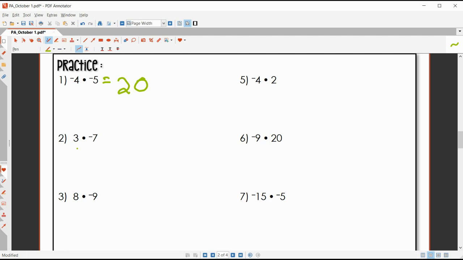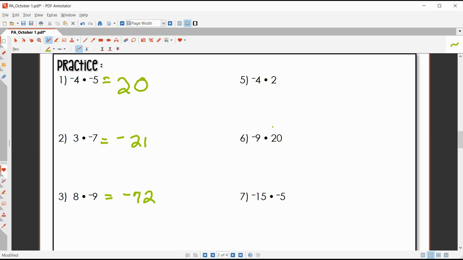Okay, number 2, we have different signs. We have a +3 and a -7. So that will equal a -21. Here we have a +8 and a -9, so the answer will be negative. 9 times 8 is 72. Positive times a negative is a negative.